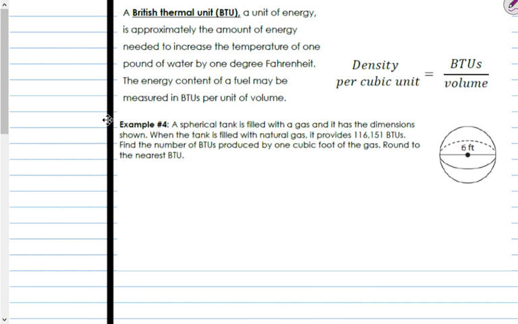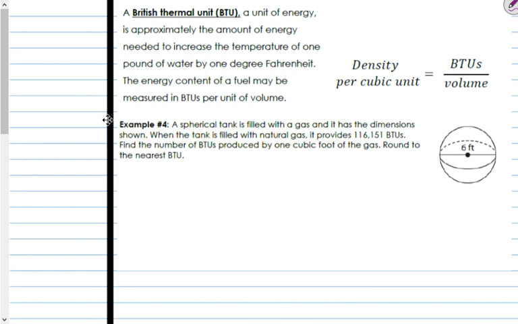A British thermal unit, also called a BTU, is a unit of energy. You might have heard about it in your science classes. It's approximately the amount of energy that's needed to increase the temperature of 1 pound of water by 1 degree Fahrenheit. So if I wanted to get my water from 98.6 degrees to 212 degrees, I would need however many BTUs to get it to move up from 98.6 to 212. The energy content of a fuel may be measured in BTUs per units of volume.